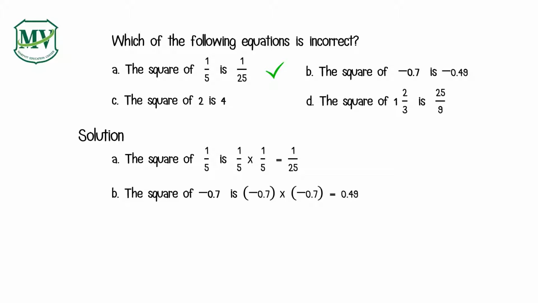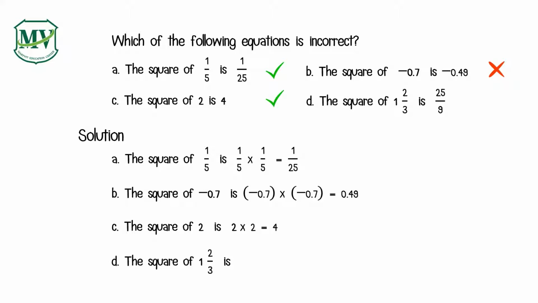In letter B, the square of negative 0.7 is the quantity of negative 0.7 times the quantity of negative 0.7, which is equal to 0.49. So letter B is not a correct equation. In letter C, the square of 2 is 2 times 2, which is equal to 4. So letter C is a correct equation.